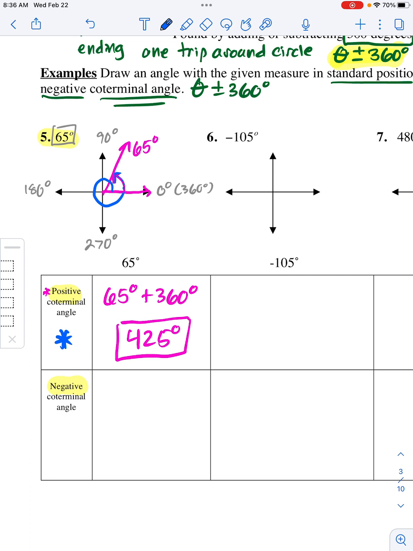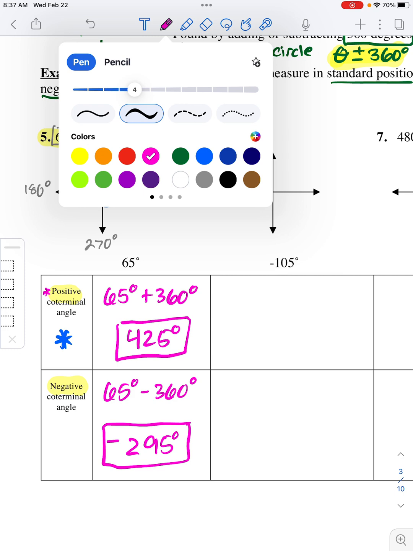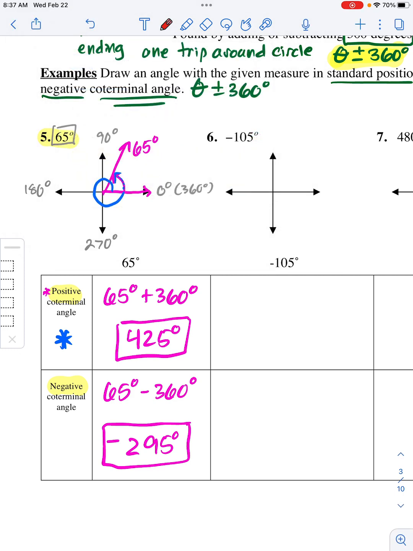additional 65. Okay, so if I need a negative one, I'm going to need to subtract 360 from my 65. So if I do that, I get another coterminal, which is at negative 295 degrees. Okay, so let's just draw that. You're not going to have to draw these all the time. I'm just kind of showing you.